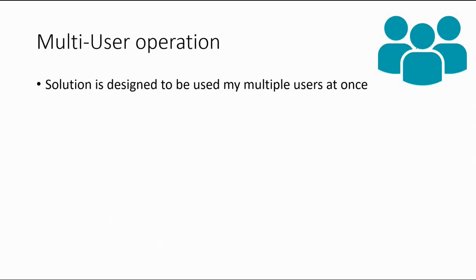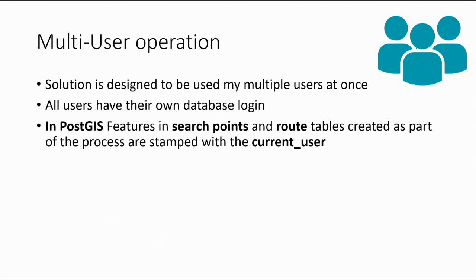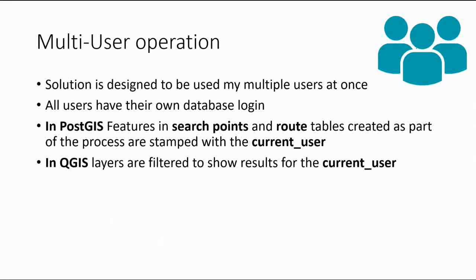There are a couple more things to mention though. The first is that this is a multi-user operation. The solution is designed to be used by multiple users at once. Key to this is that all users have their own database login. Then, in PostGIS, features in search points and the routes tables created as part of this process are stamped with the current user, i.e. the user that's logged into that database. So we can associate everything that's created to a particular user.